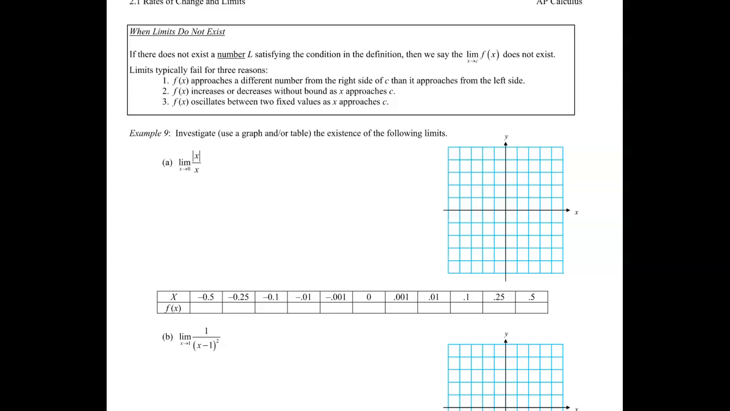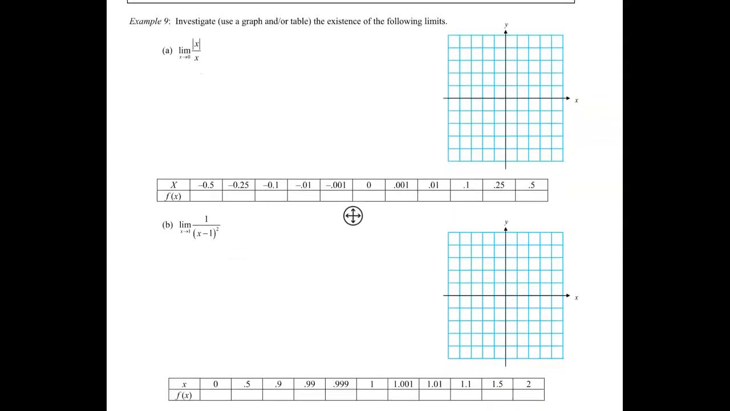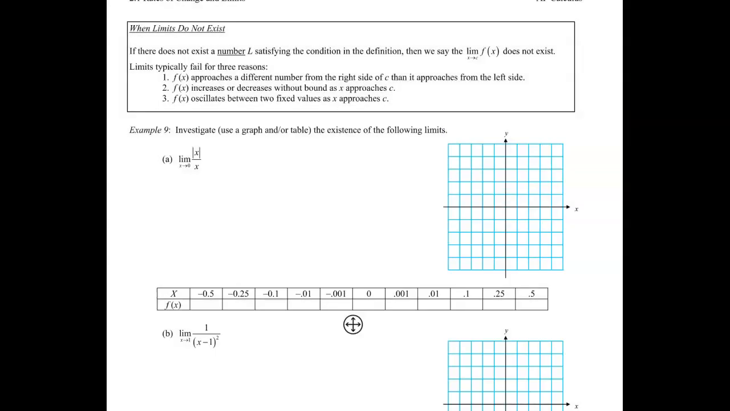Two, f of x could increase or decrease without bound as x approaches c. That would be more along the lines of when we have an asymptote, specifically a vertical asymptote. And three, f of x oscillates between fixed values as x approaches c, kind of like your sine and cosine functions oscillate between -1 and +1, that type of deal. So let's explore some of these special cases when limits don't exist.